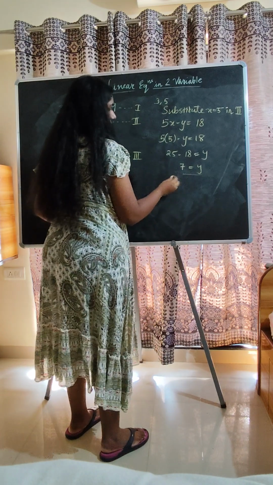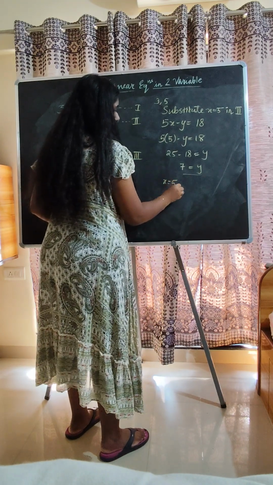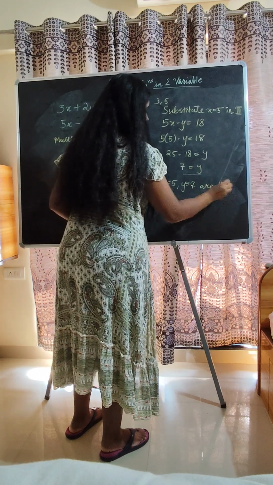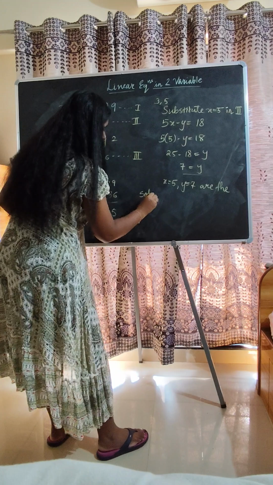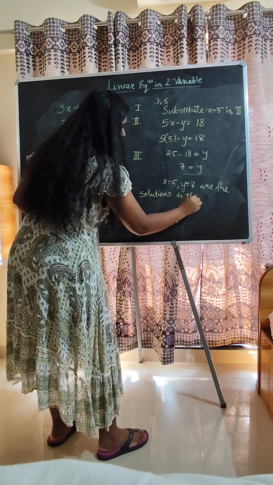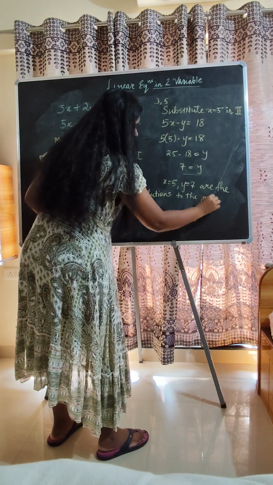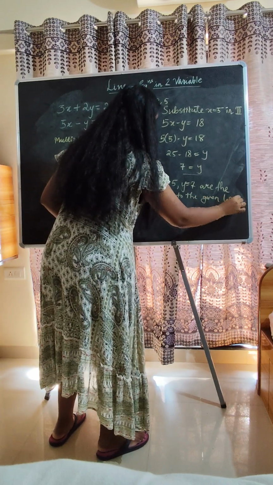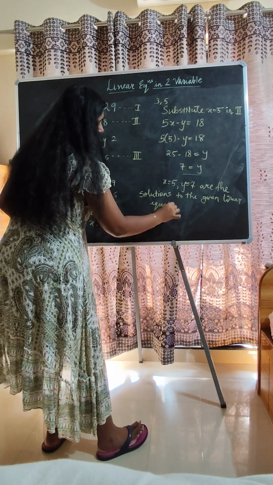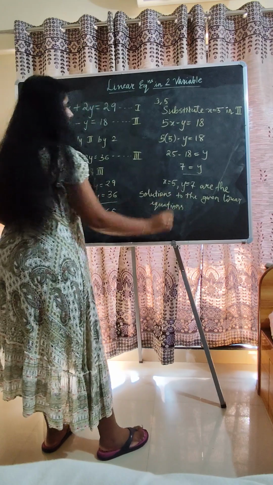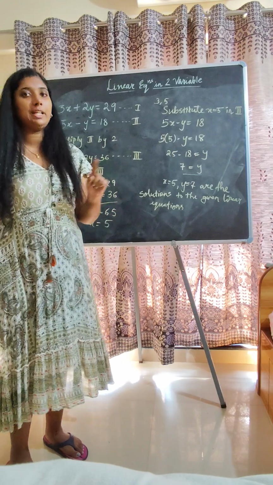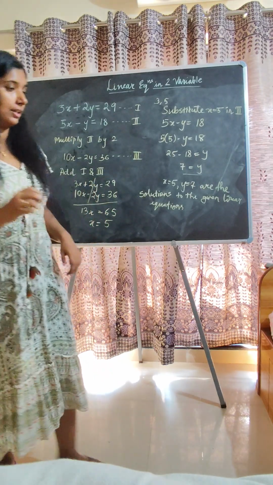So y is 7. So x is equal to 5 and y is equal to 7 are the solutions to the given linear equations. So in this way you need to solve the sum. Now I'll give you one tip.